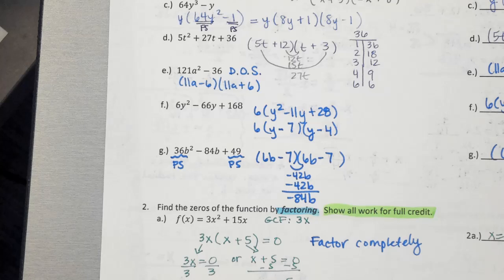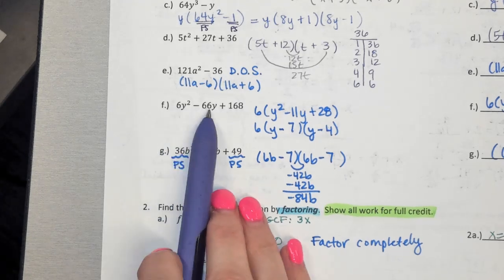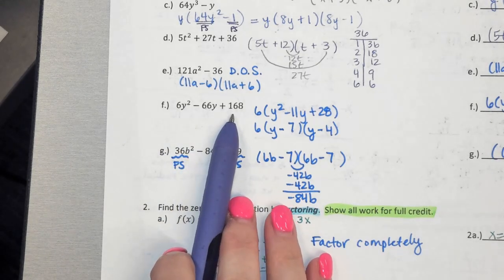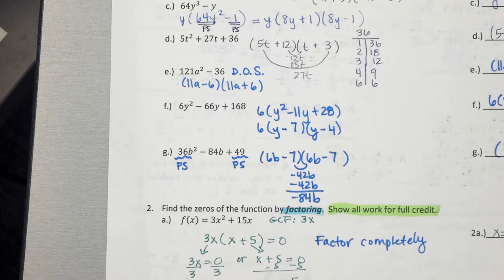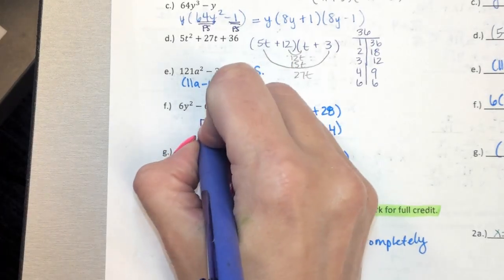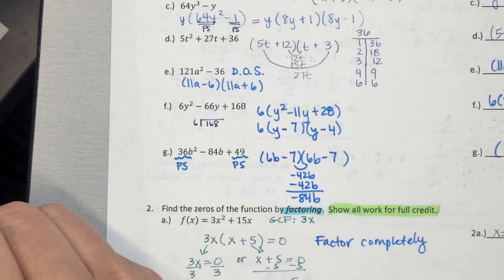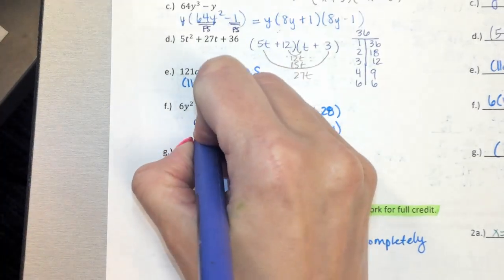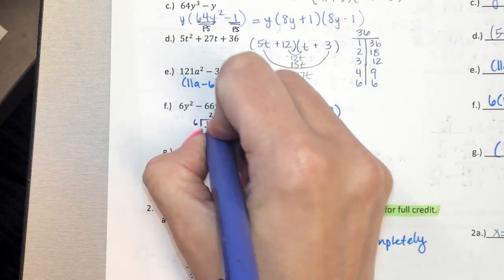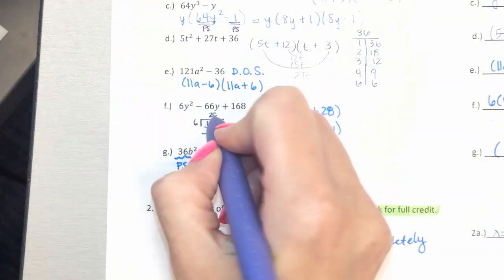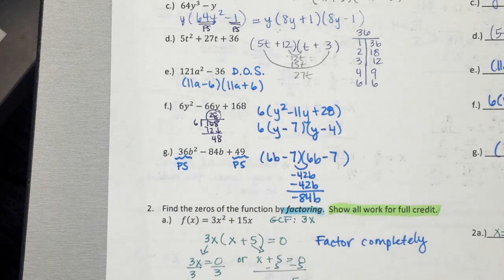And I want to let you know for F, you notice 6 went into both. If you're not sure if 6 goes in there, just go ahead and divide it. See if 6 goes in there. 6 goes into 16 how many times? Twice, and then you would subtract. 6 goes into 48 8 times. So if it goes in there evenly, you can take it out.